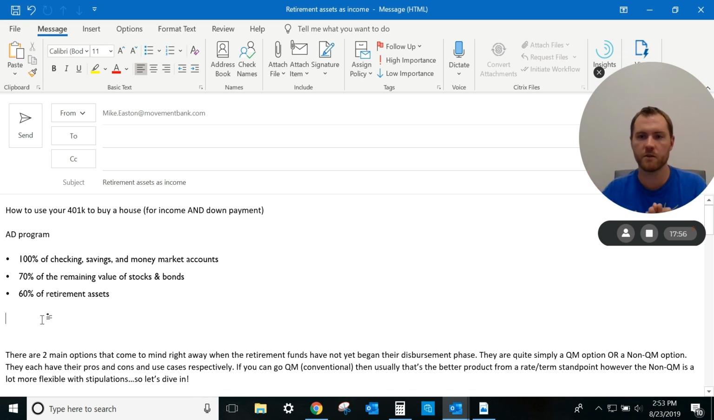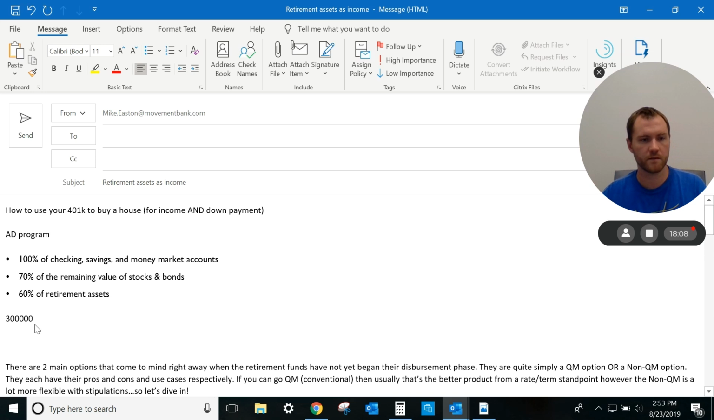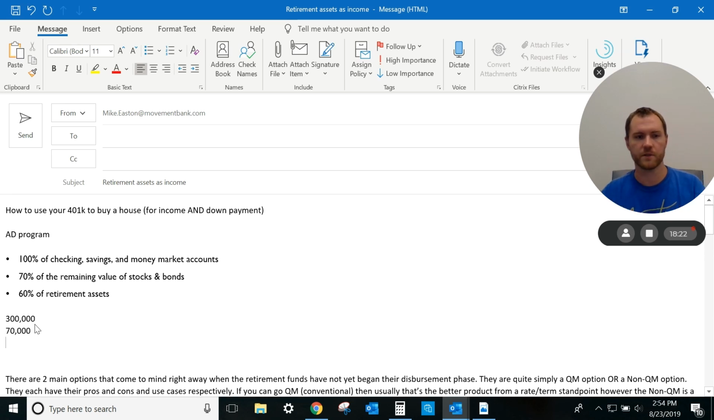Of course, it'll all be disclosed to you when you do get there. But 100% of the checking and savings account. So let's say you've got 300K in the bank, and then maybe you've got 100,000 in stocks and bonds and all that kind of stuff. So you take 70% of that. I'll put some commas in here so it's easy to read. And then 60% of the retirement accounts. So let's say maybe you don't have 2 million in the retirement account. Maybe you have 1 million. So 60% of that would be 600,000. Or we'll do slightly higher.